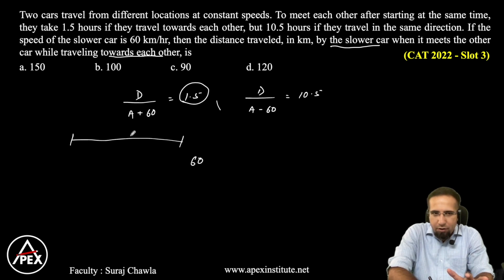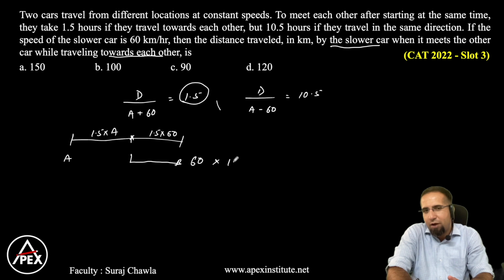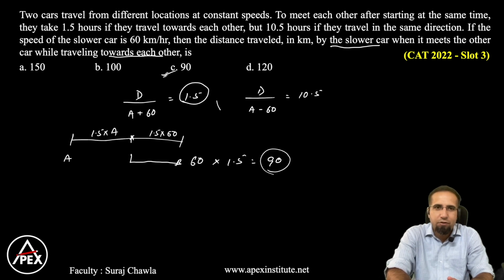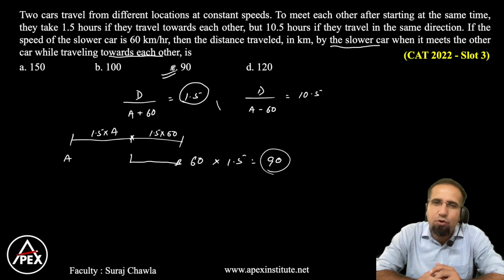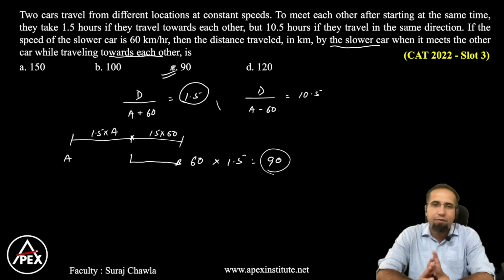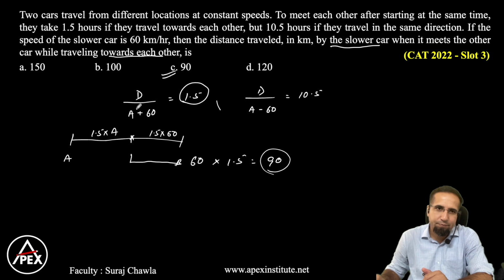Let's say they start from here and they meet somewhere here. So this distance is equal to 1.5 into 60. And this distance will be 1.5 into A, because both of them started at the same time and both of them met. So I am asked the distance traveled by the slower car when it meets the other car. That's going to be simplifiably 60 into 1.5. That is going to be 90 kilometers should be our required answer. So we don't need to solve anything beyond this, and we will get our answer in an easy manner.